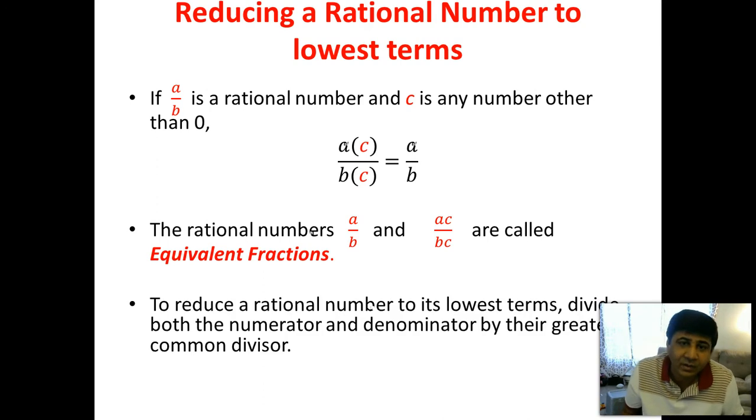Now how do we reduce a rational number to lowest terms? To reduce a rational number to the lowest terms, we will use a concept which we learned in 5.2 and 5.1. We will divide both numerator and denominator by their greatest common divisor. We will write each in its prime factorization, then pick the common factors, multiply them, and that will give us the greatest common divisor.